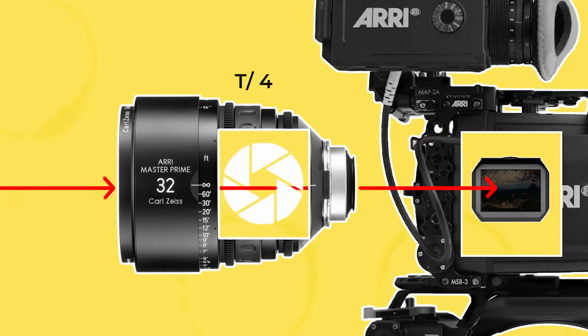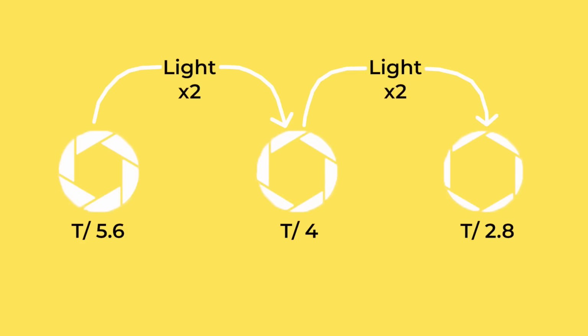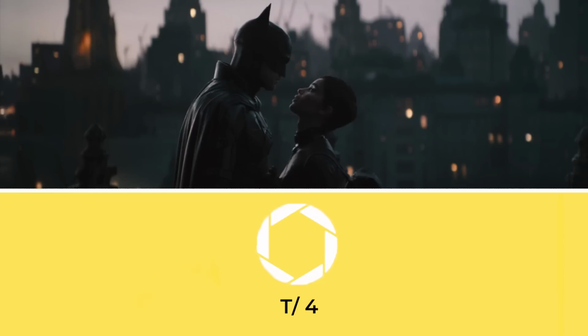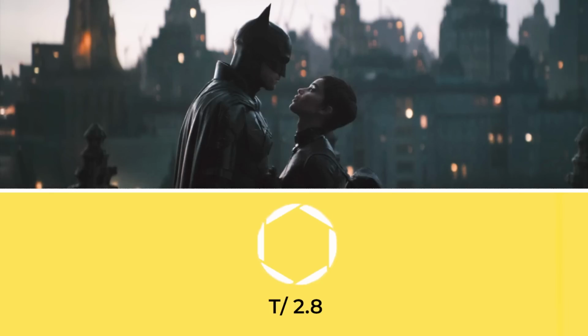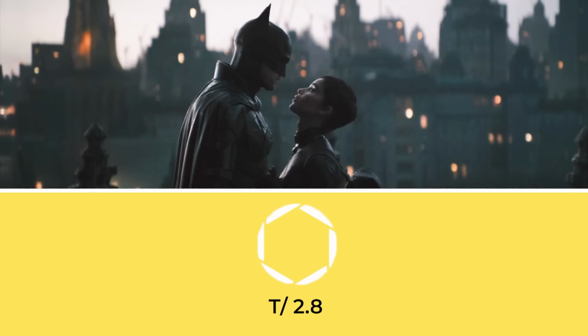The wider this opening is, the more light is let through and the lower the stop value is. On the other hand, the narrower the iris is, the less light it lets through and the higher the stop number is. Each stop represents a doubling or halving of the amount of light that hits the sensor. So to make the image brighter, we need to decrease the stop number by doubling the light let through, for example from 4 to 2.8.